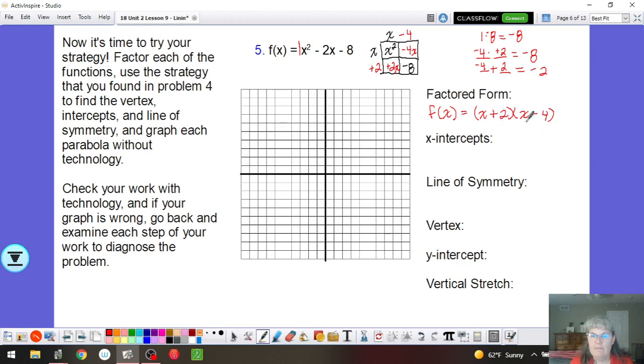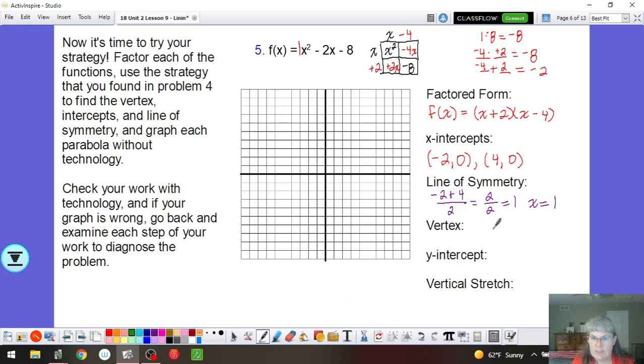Now that we have it factored, we can identify the x-intercepts, which will be the opposite of the positive 2 and the negative 4. So one x-intercept is negative 2, 0. The other x-intercept is positive 4, 0. To find the line of symmetry, add the x-intercepts together. So negative 2 plus 4 divided by 2. That's 2 divided by 2 is 1. So our line of symmetry is x equals 1.